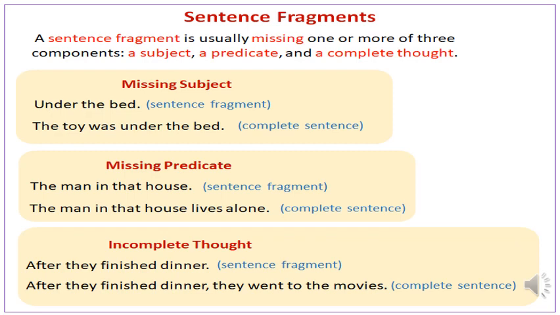When I say "under the bed," this is a sentence fragment without subject or verb. The complete sentence is: the toy was under the bed. When the predicate is missing, when I say "the man in that house," without a verb, this is a sentence fragment. The man in that house lives alone. This is a complete sentence.